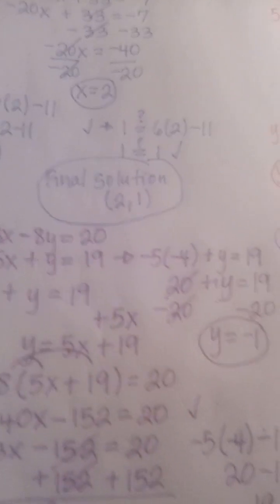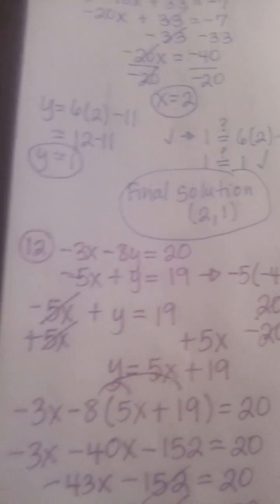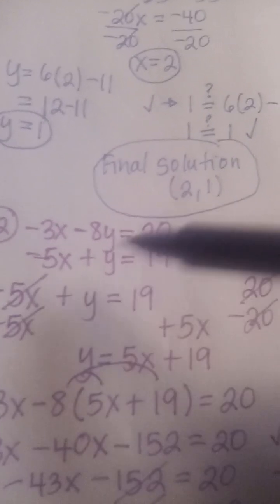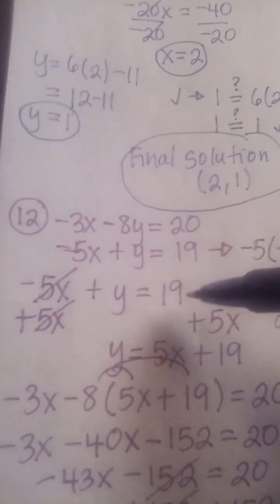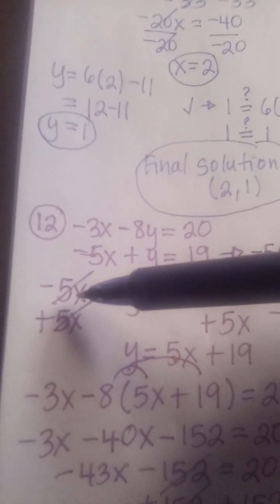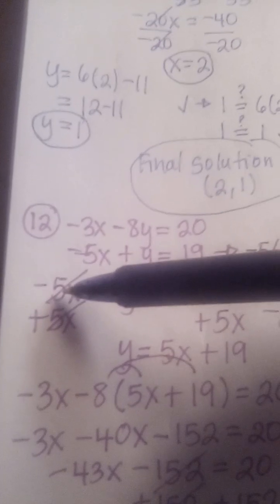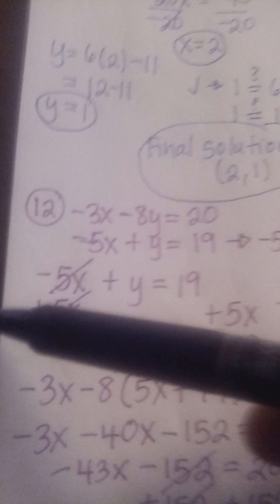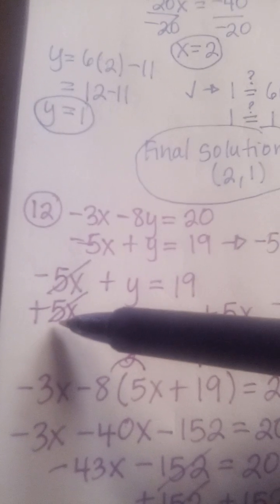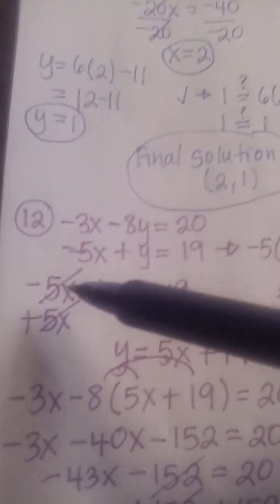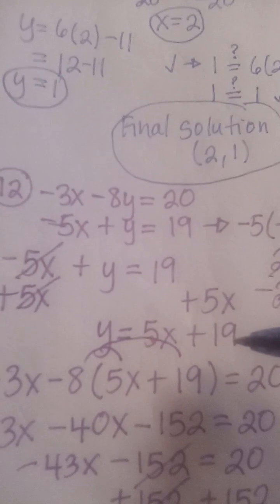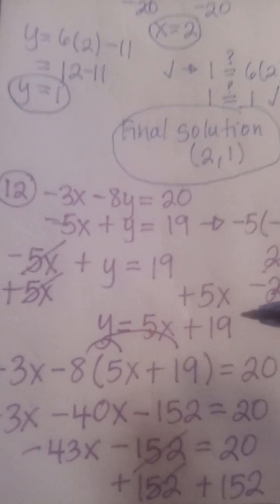In order to get the y in place, I use the second equation to get y by itself. So we have negative 5x plus y equals 19. To do the opposite, instead of negative 5x, we add 5x to both sides. Cross out the 5x's on the left side, bringing down the y, equals, put the x in front, 5x plus 19. So far, so good on this step?